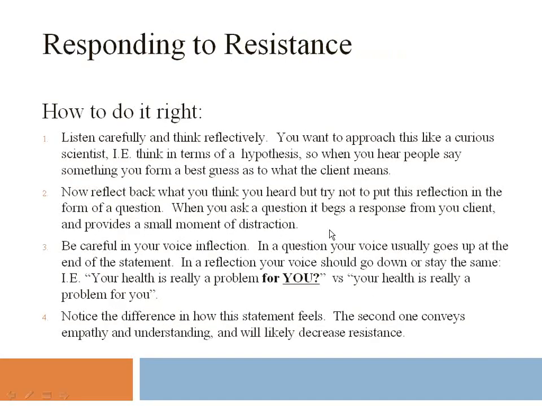Now, those resistance levels we talked about, remember there are these 4 levels, and the most basic level is just trying to guess what they're saying and responding back, and you want to approach it like the curious scientist, where you're forming a hypothesis, you're not quite sure, and you modulate that voice tone. Our example there is: is your health really a problem for you, versus, your health is really a problem for you. One is a form of challenge, the other is a statement that you understand what's going on with them.